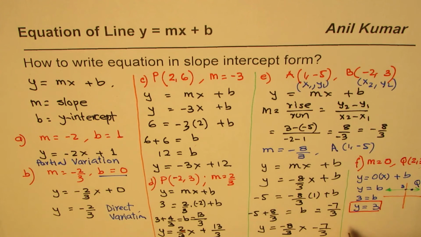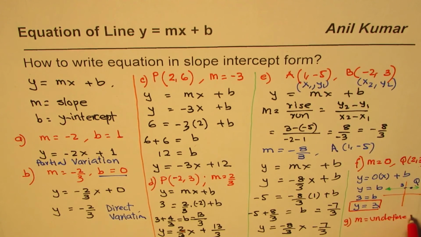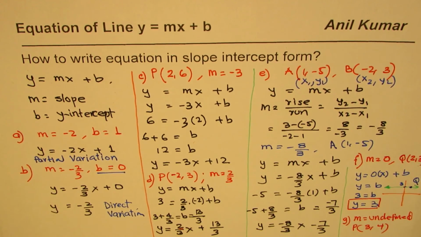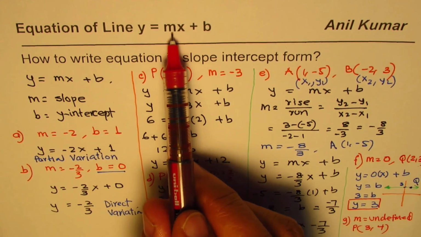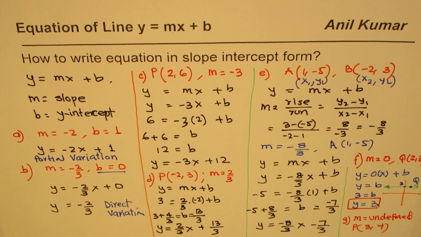Last question for you, that is G. If the slope is undefined and the point P it goes through is, let's say, (3, 4), right? In that case, what is going to be the equation? Now remember one thing, that if the slope is undefined, then this term is undefined, so we cannot write the equation in slope-intercept form, right?